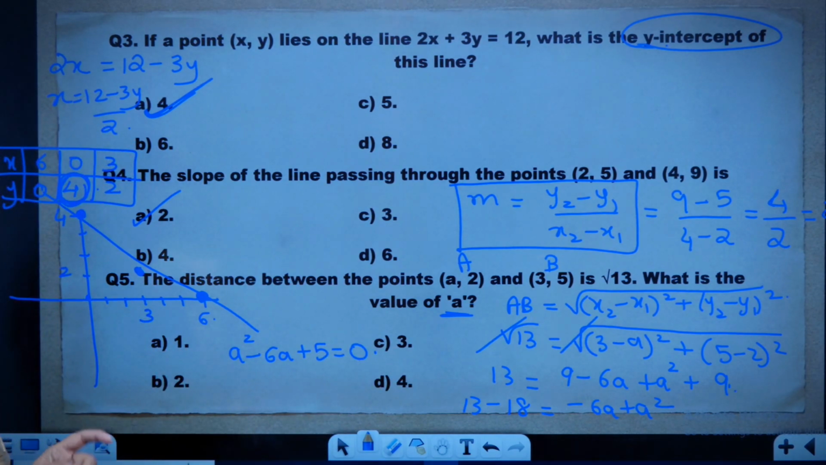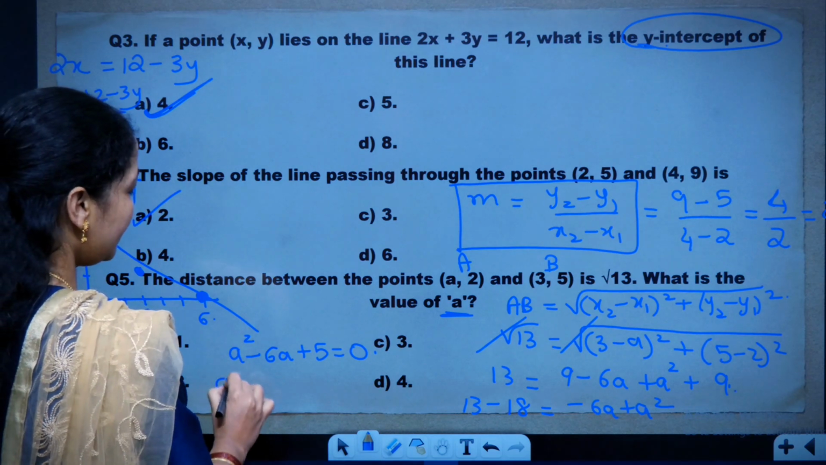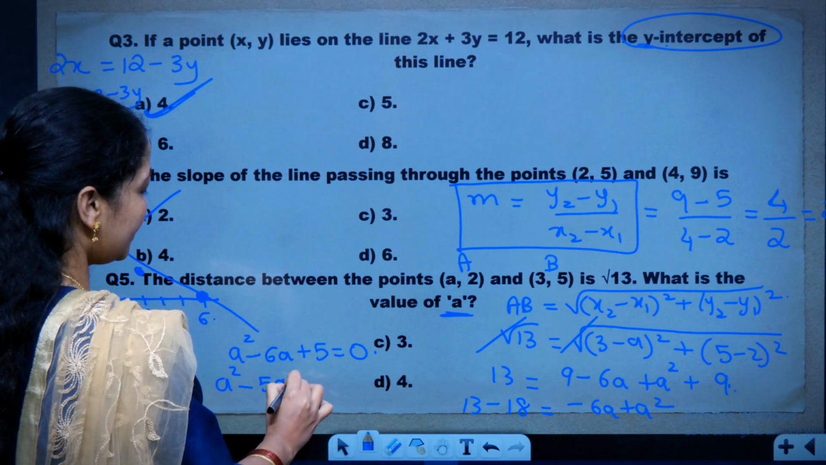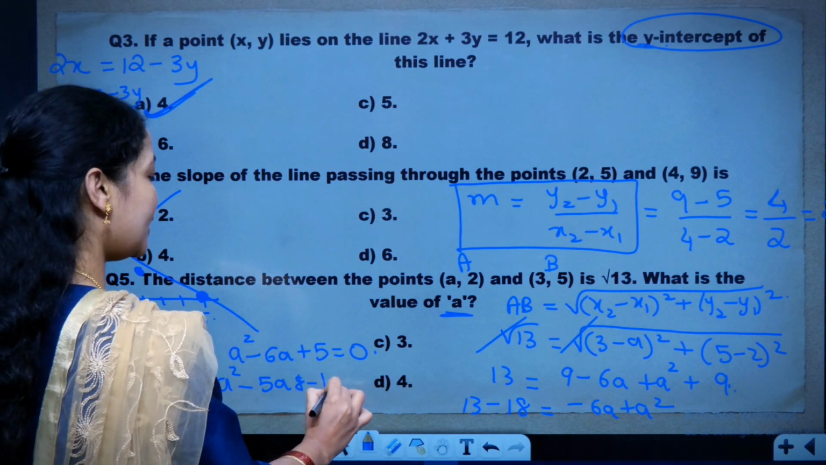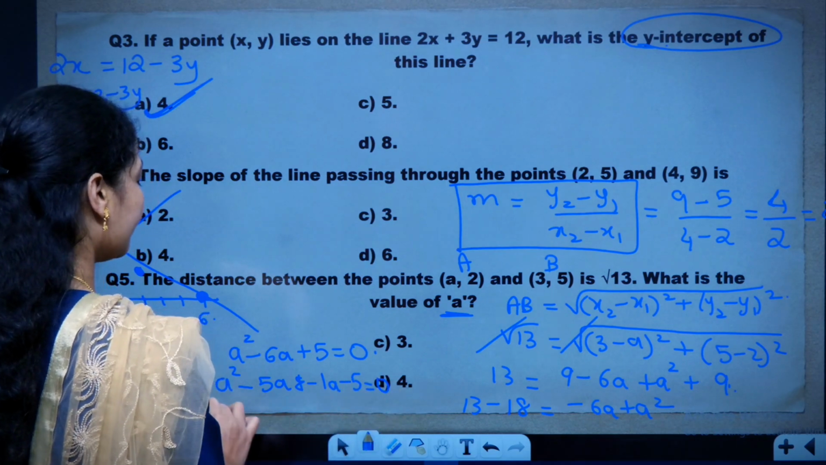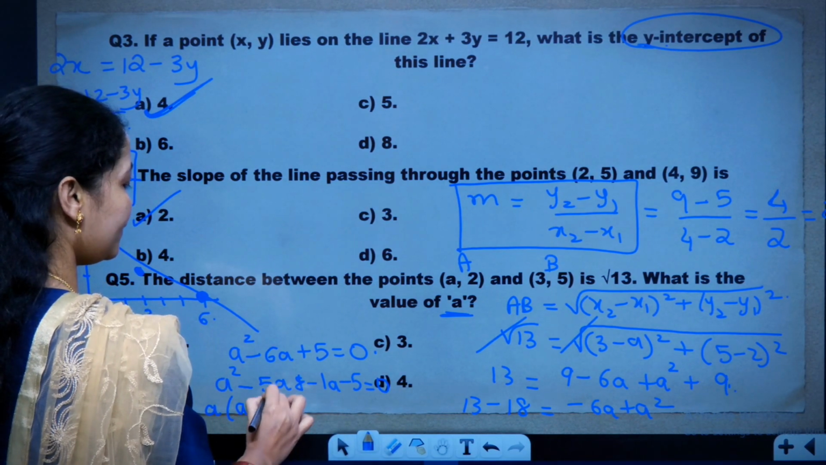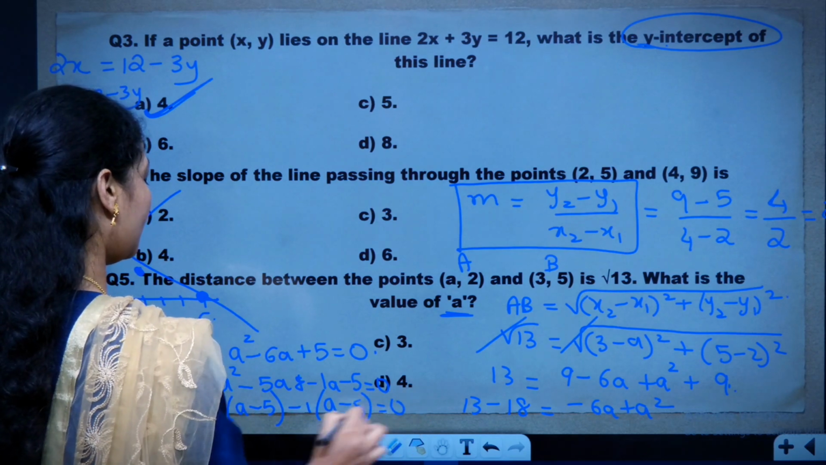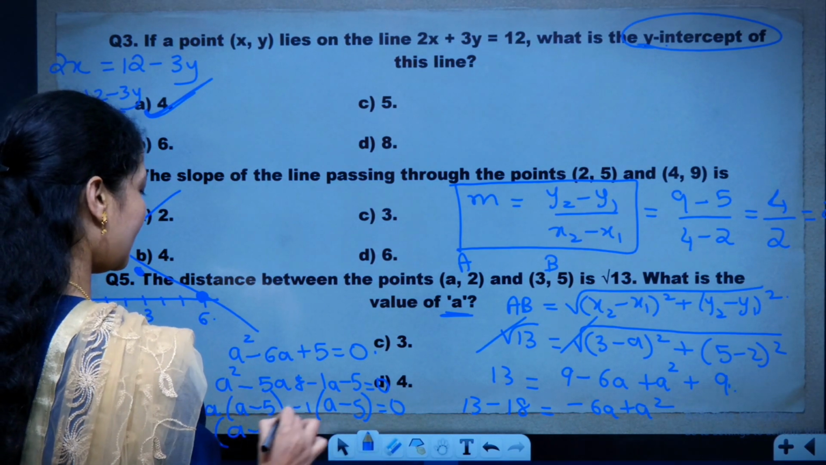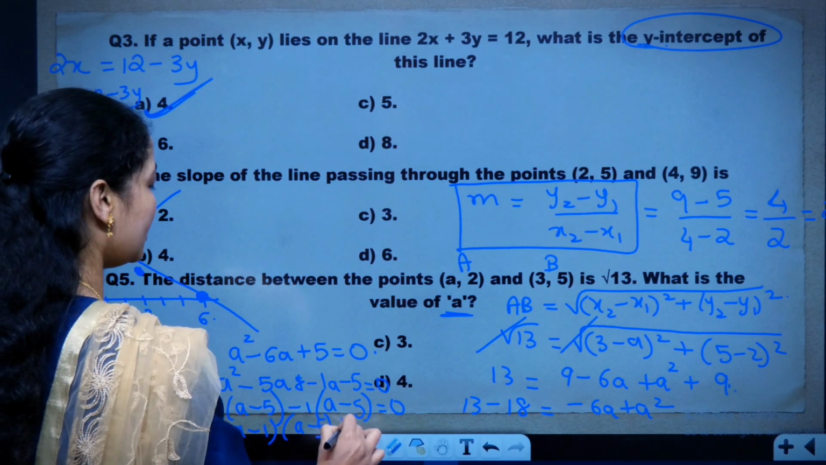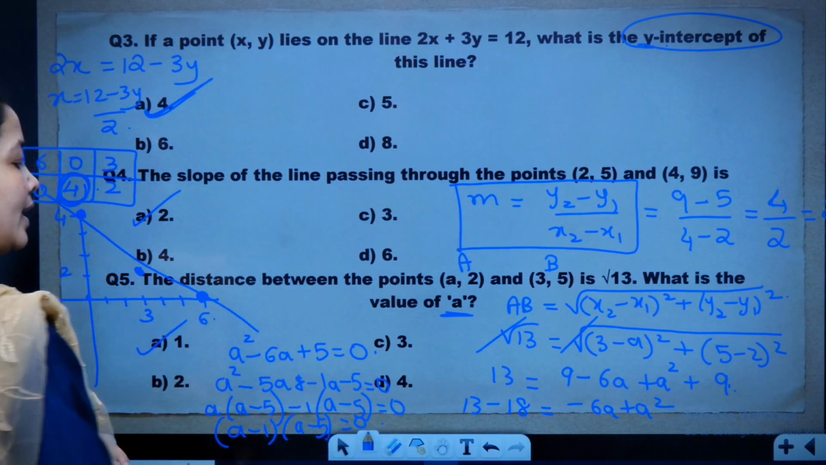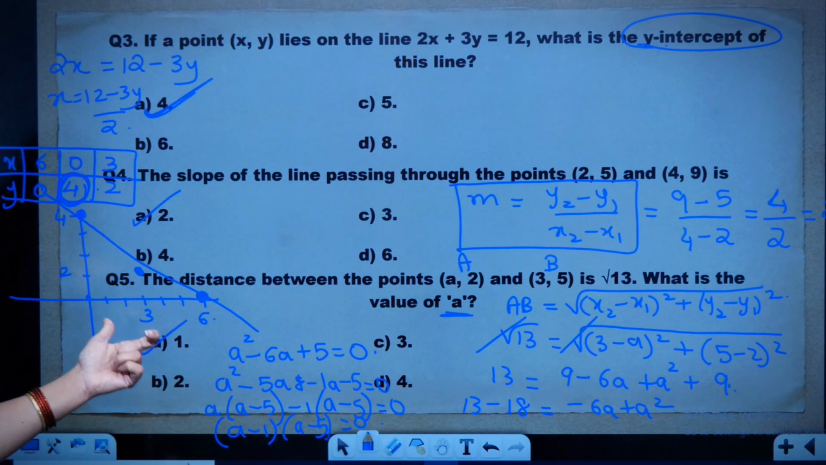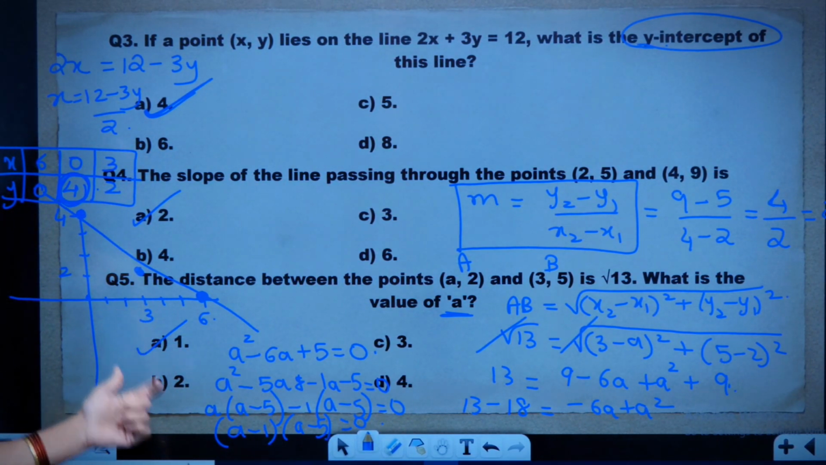I have to split the middle term and solve this equation, which will be a square minus 5a minus 1a plus 5 equal to 0. So take a common: a (a minus 5) minus 1 (a minus 5) equal to 0. Hence (a minus 1) and (a minus 5) is 0. I'll get the value of a as 1 and 5. Option A is matching my right answer, which is a is 1.